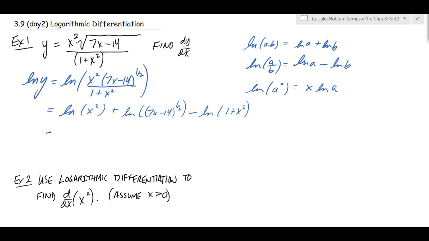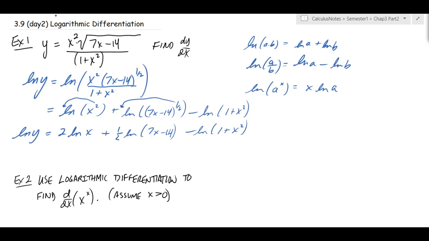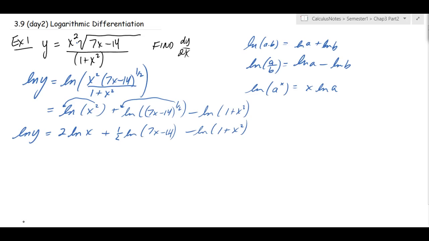And then we can even simplify one step further. By bringing the exponents down in front, I get 2 natural log of x. And here, bring the 1/2 in front, I get 1/2 natural log of 7x minus 14. And then this one we can just leave as is. There's nothing else I can do to simplify that one. Okay? Now, we haven't taken any derivatives yet. All we did is rewrite the problem in a manner that'll be a little bit easier to calculate the derivative.